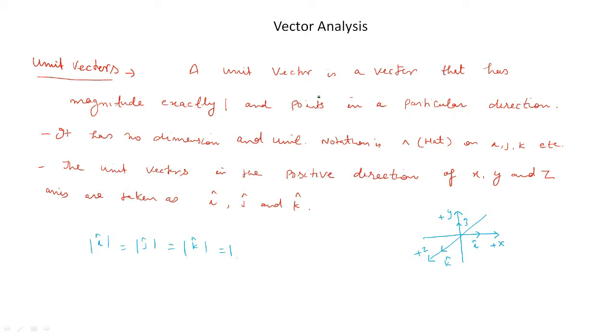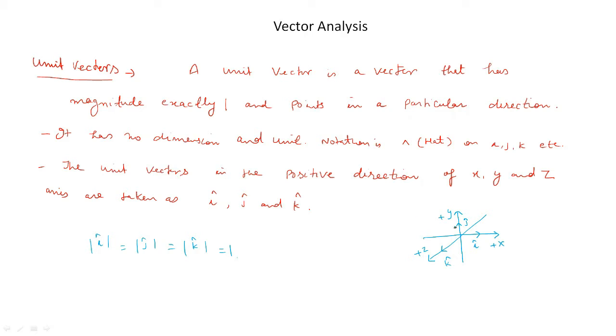A unit vector is a vector that has the magnitude exactly 1 and it points in a particular direction. A unit vector has no dimension and no unit. Its notation is a hat on an alphabet like i, j, k.